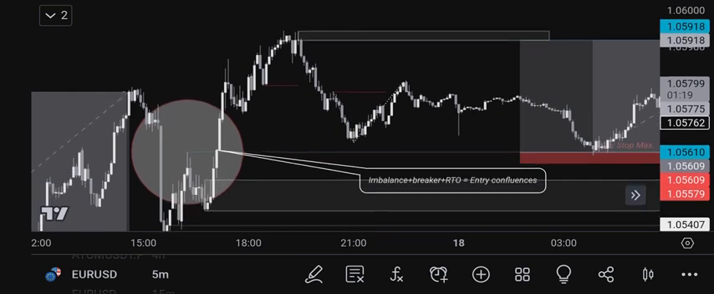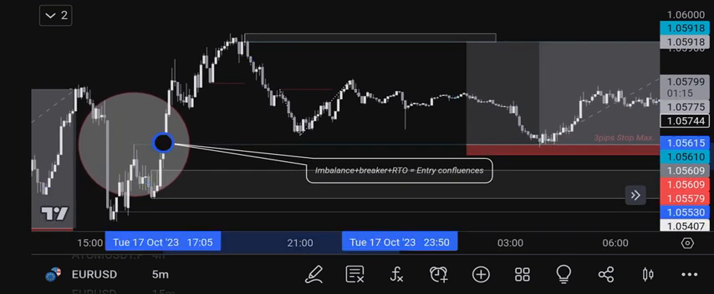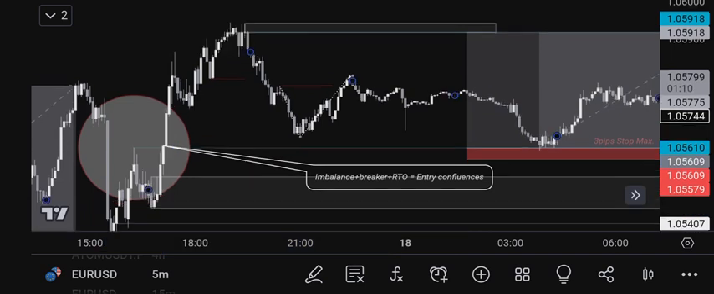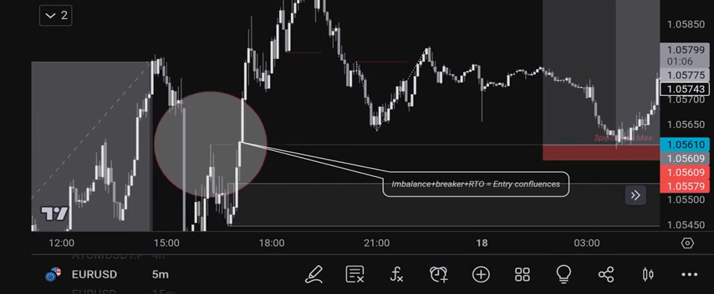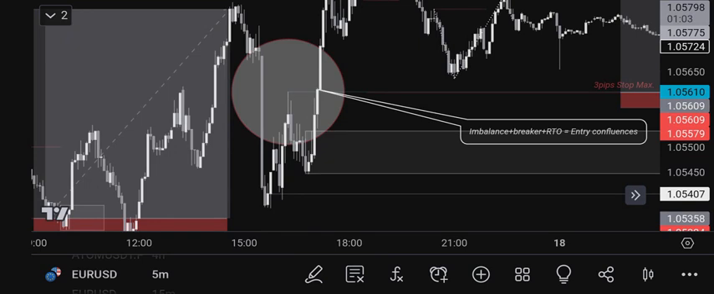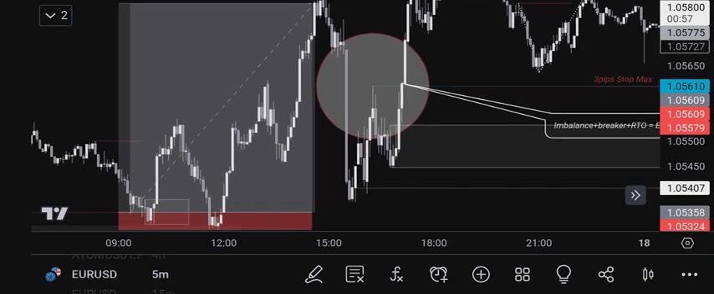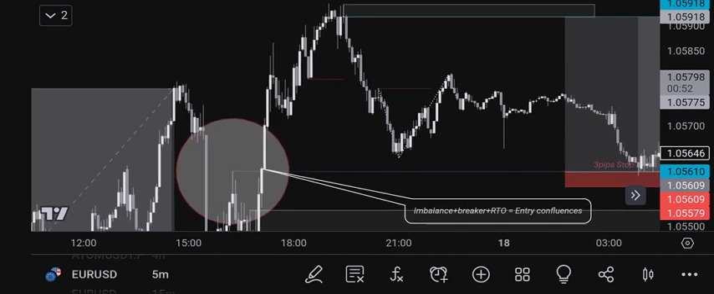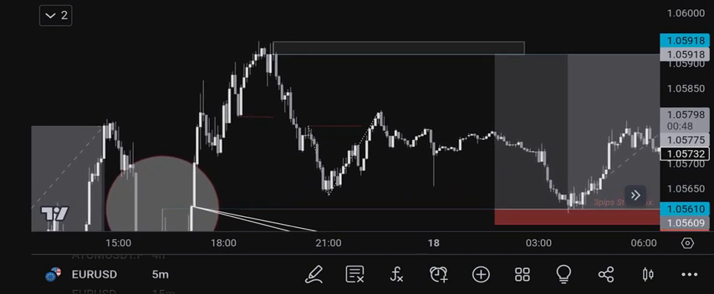So you've seen the confirmation: your imbalance plus your breaker plus your return to order validated this entry. Whenever you want to take trades, always make sure that your confluences correlate. If your confluences do not come together to make a good entry position, you'll be out in losses. Your imbalances should come from higher time frames and your entry from lower time frames. And then your exits should be at the nearest supply or demand zones.